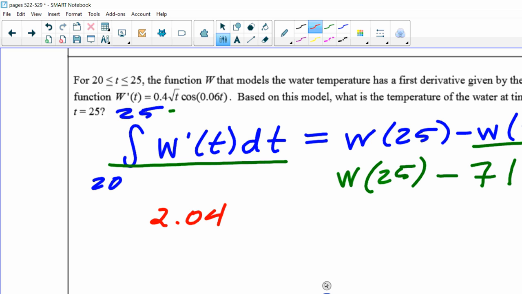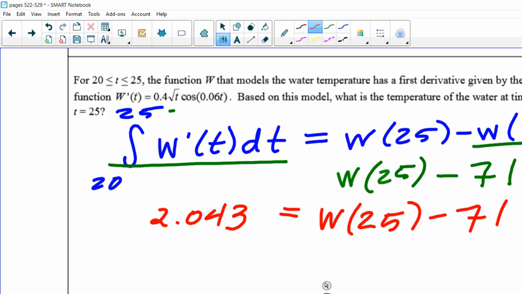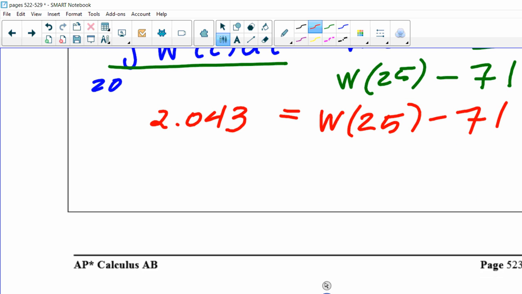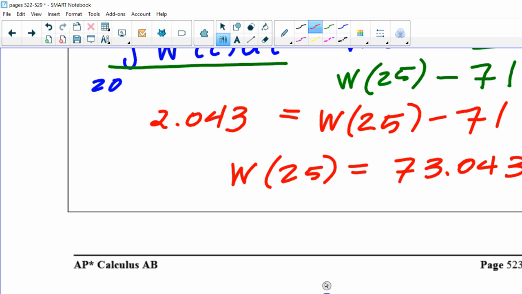Are you getting 2.043? Okay. So that's W of 25 minus 71. So is it 73.2, snap, 0.043 degrees Fahrenheit? What did we find? We found the temperature of the water at 25 minutes. Yeah. Temperature of the water at 25 minutes.